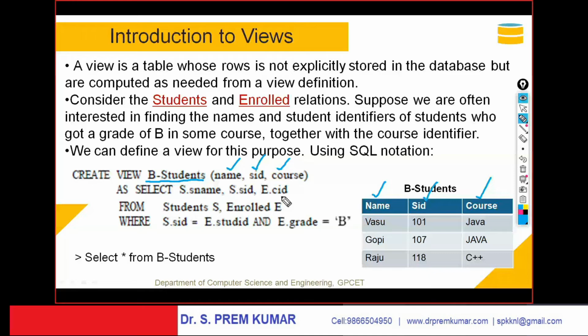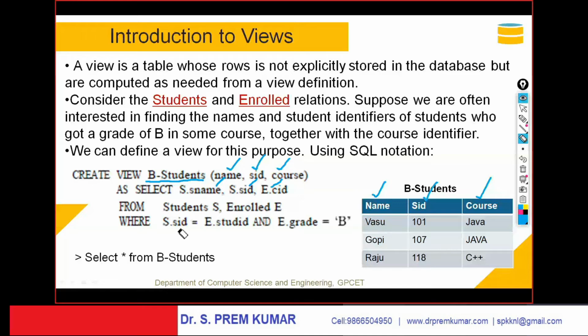Enrolled is another base table. You are extracting from multiple tables, not from one table. From students, comma, enrolled. There are two base tables. From two base tables, you are extracting data and projecting it in the view called B students. Here, whom you require: where s.sid equals e.sid and grade equals B.